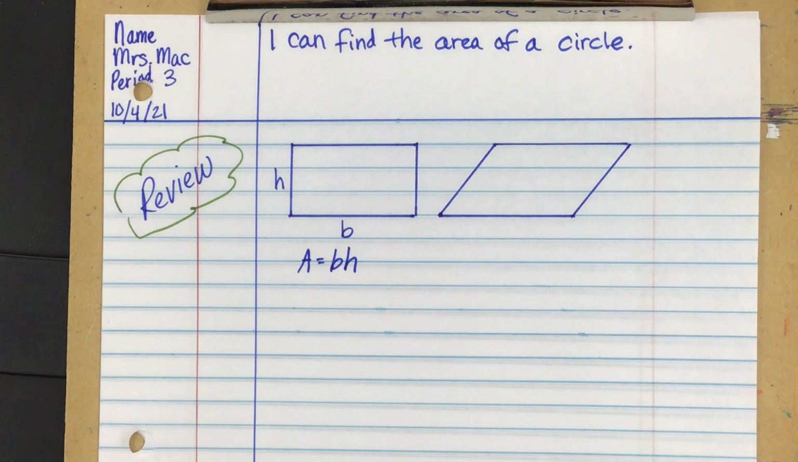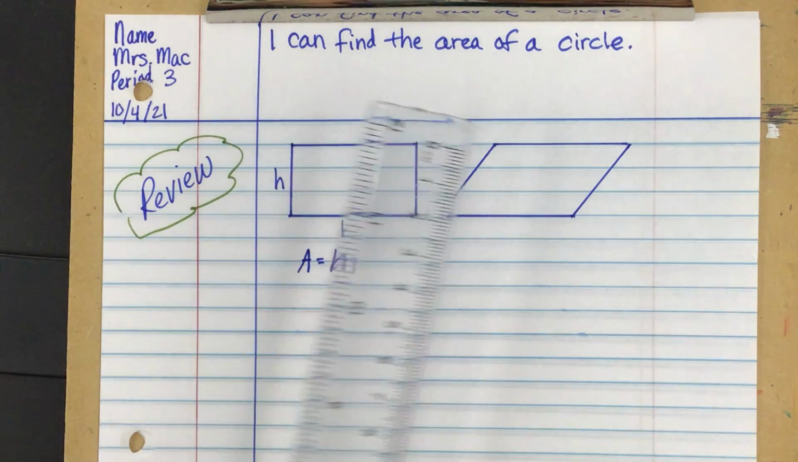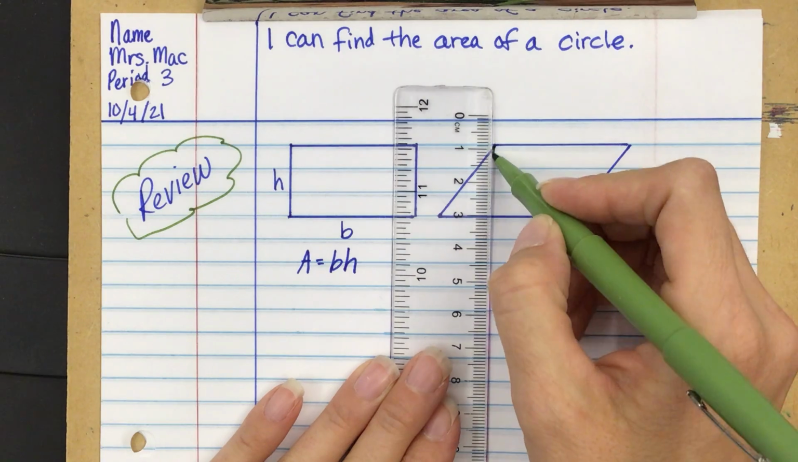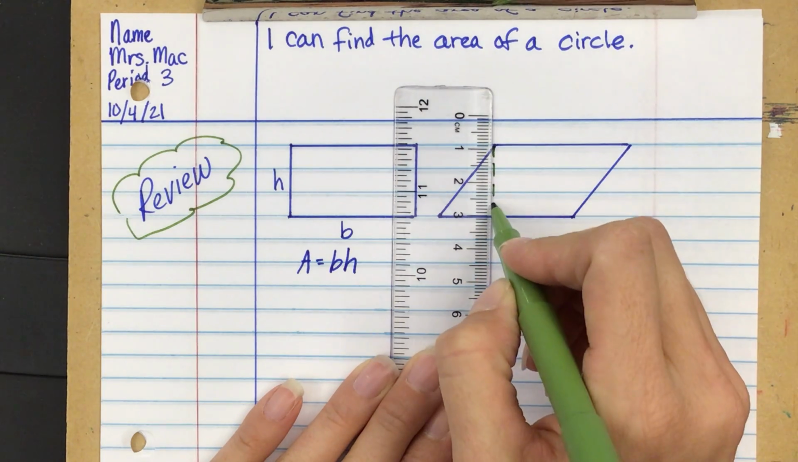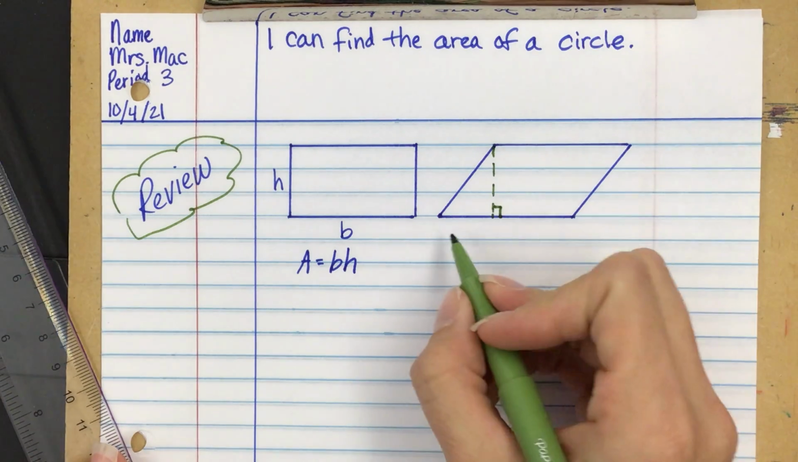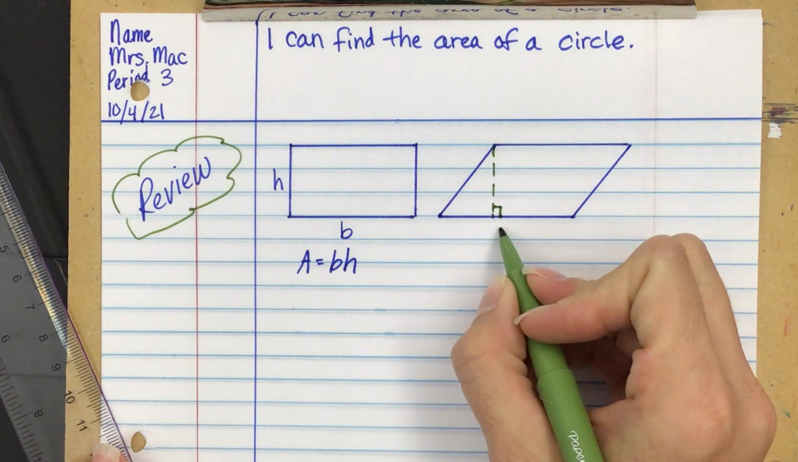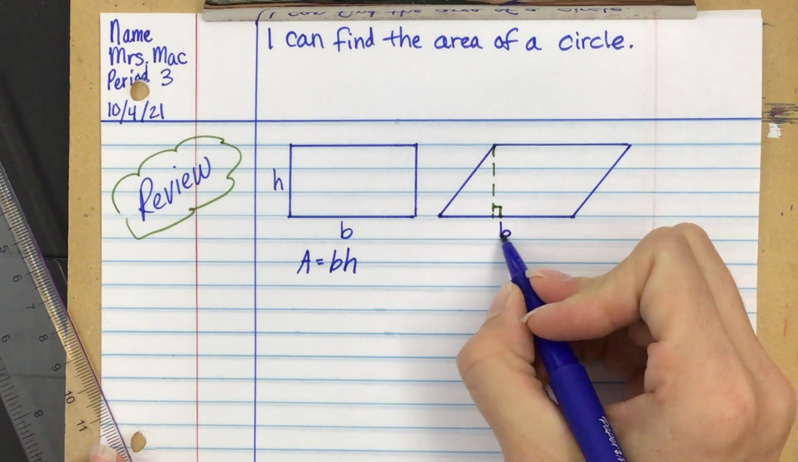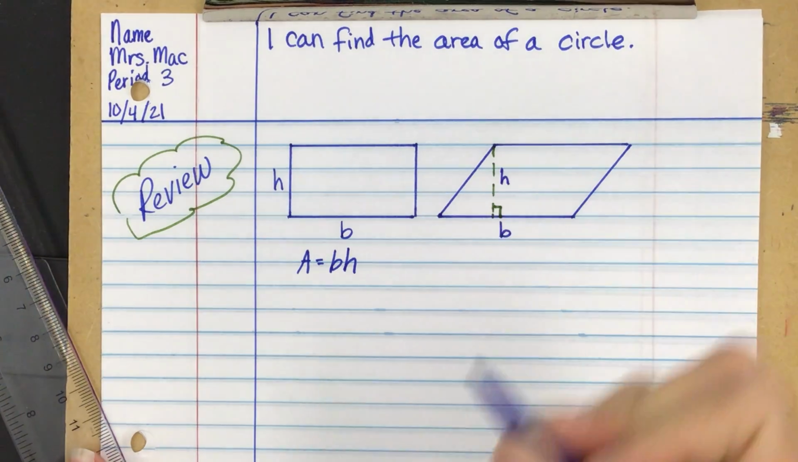Now let's take a look at the parallelogram. I'm going to add something here. I'm going to add the height here. Okay, so here for the parallelogram, you have the length of the base down here, and you have the height.